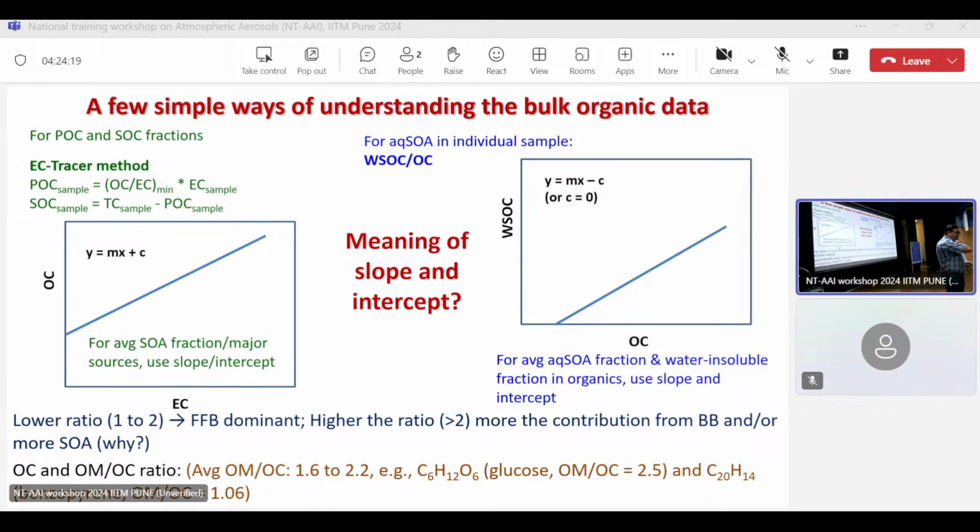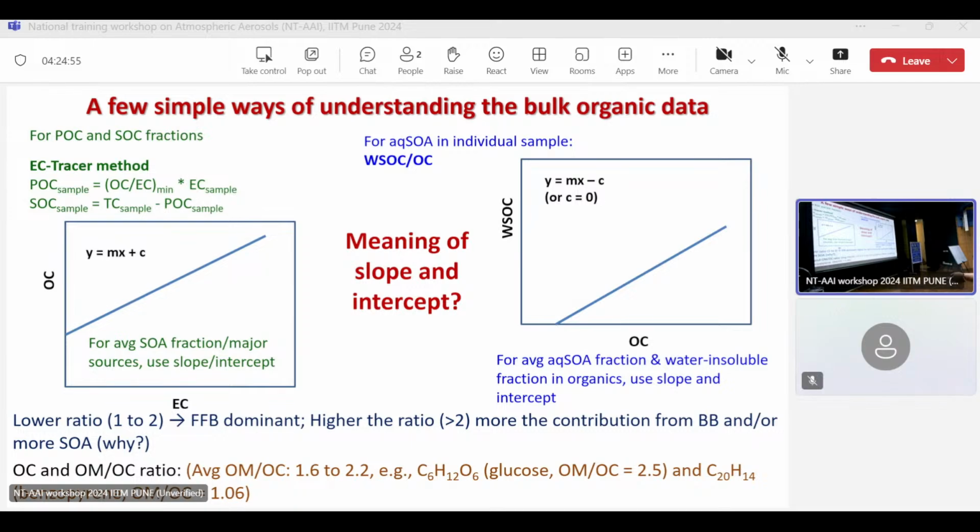We talked about this in calibration. See, just don't plot. You have to understand. If you are plotting something, you are getting some intercept and slope. You have to explain that. Now, the OC/EC ratio, this is again a good way, not the best. But if you are getting a lower ratio, consider it from fossil fuel sources, and if it is from biomass, it can be from biomass or it can be from secondary. In both cases, you will have a high ratio.